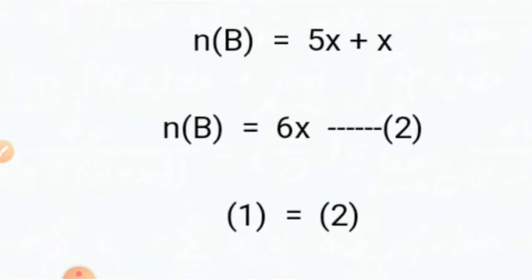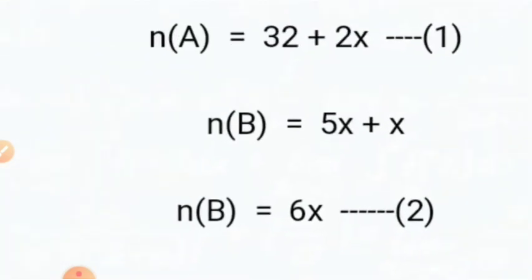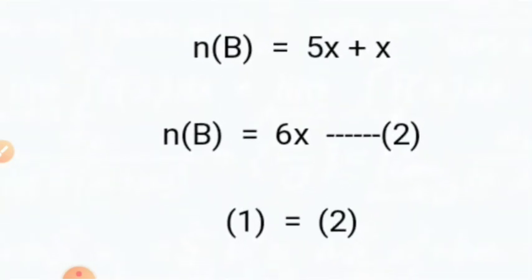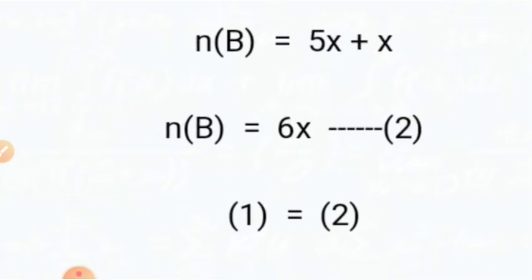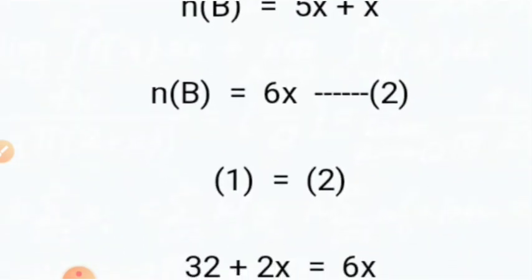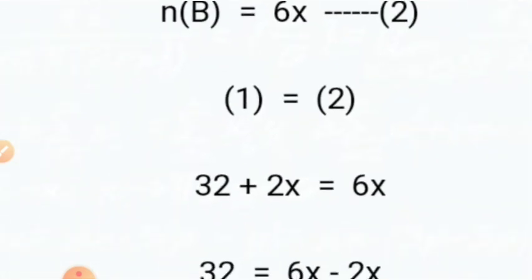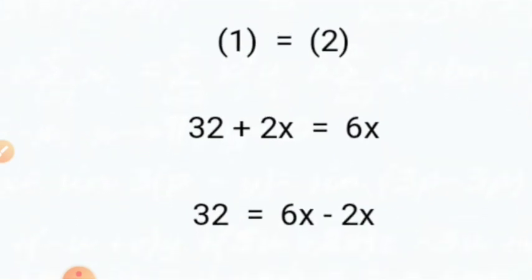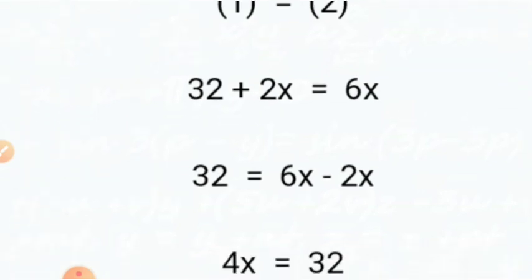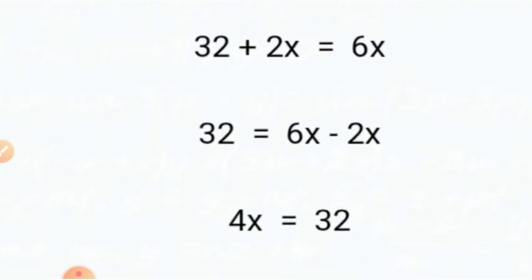n(A) = n(B) is the given condition. Then equation 1 equals equation 2: 32 + 2x = 6x. So 32 = 6x − 2x, bringing 2x to the right side. That gives 4x = 32.